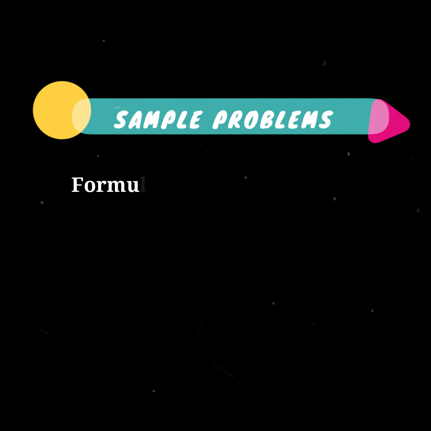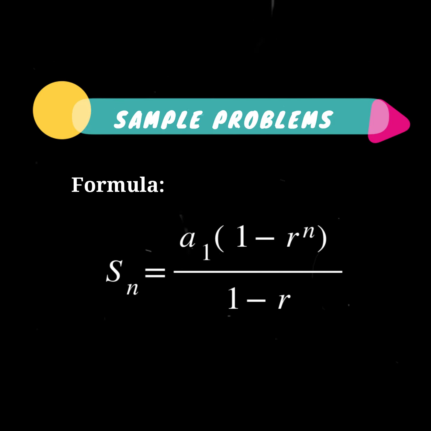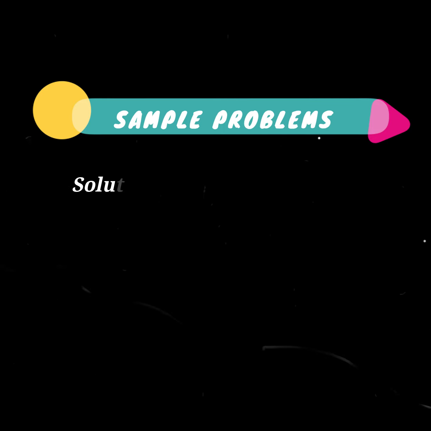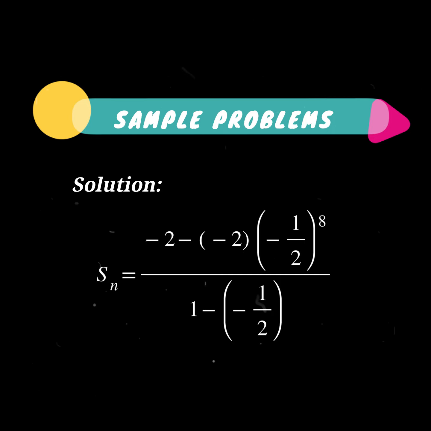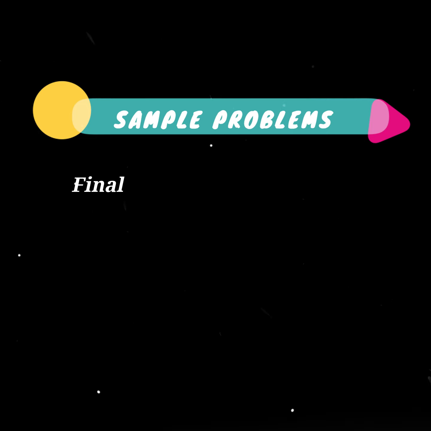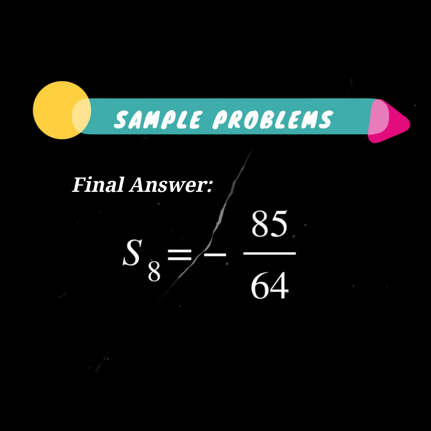The formula we will be using is S sub n is equal to a sub 1 minus a sub 1 times r raised to the power of n, over 1 minus r. After substituting, we will get S sub 8 equals negative 2 minus negative 2 times negative 1/2 raised to the power of 8, over 1 minus negative 1/2. Then we will solve. After solving, the result will come out as negative 85 over 64.